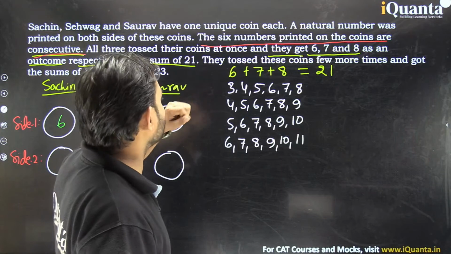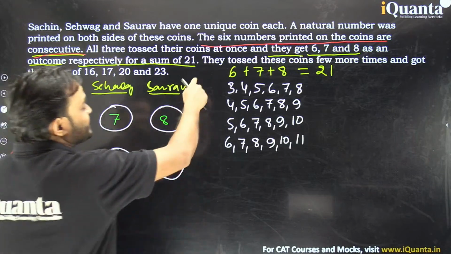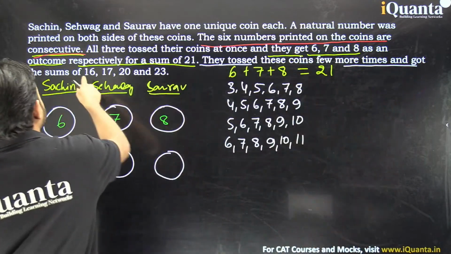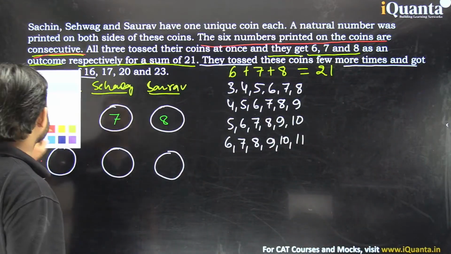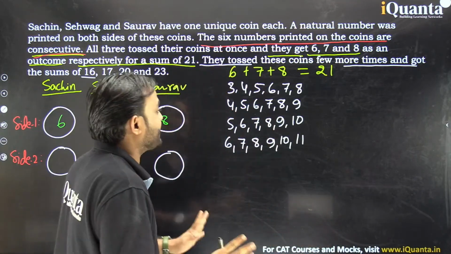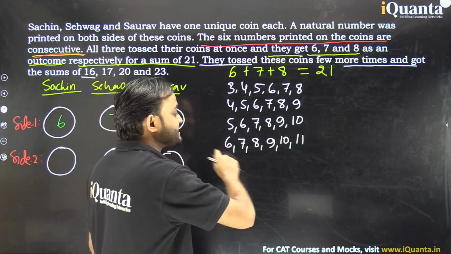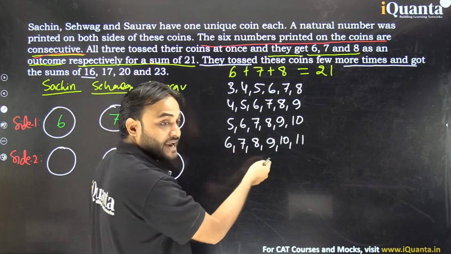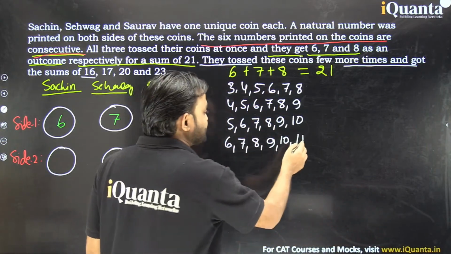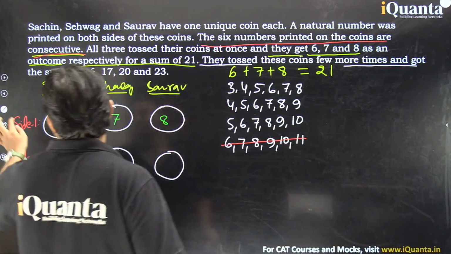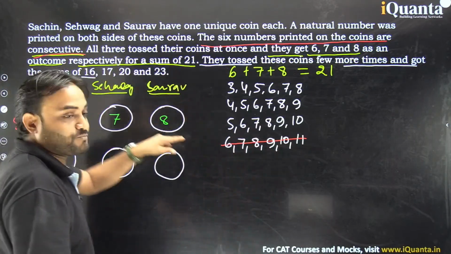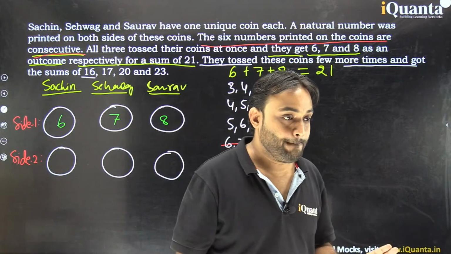Now what we need to do here, next line it says they tossed these coins few more times and got the sum 16. So let's see where 16 is possible and where it is not possible. Okay, in this case even if you take 6, 7, 8, you will never get 16, right? You will never get 16. Can we cancel out this one? Let's cancel out this case, because in this case 16 is not possible in any way.